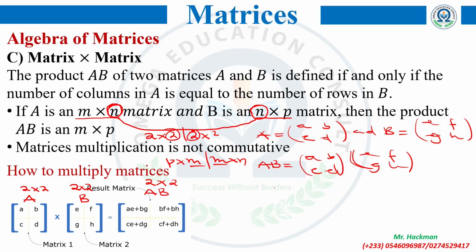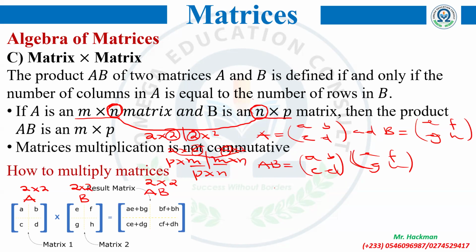This time now I'm using values. Just as you realize that if you have order P by M and order M by N, it will give us the product of order P by N. If I have 2 by 2 and 2 by 2, I know my inner will be the same. The product will take the outer, so that will give us 2 by 2 as our result. You get the point now? Yes, sir, thank you.